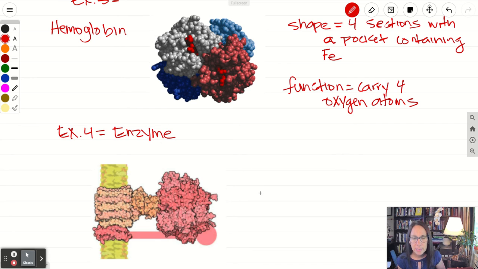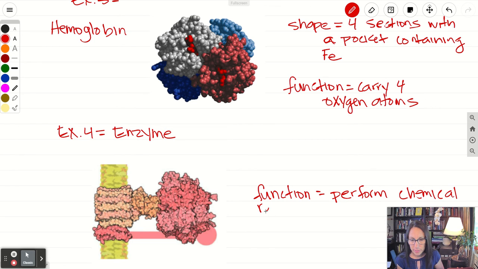So I just want to write that. I'm going to write the function first because I just explained it. So the function for an enzyme is to perform chemical reactions. Chemical reactions. This is very, very important. If you did not have enzymes, you would never have any chemical reactions happen in your cells, and you would die. Okay, so the shape of an enzyme is very specific.